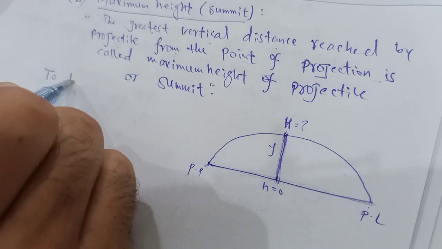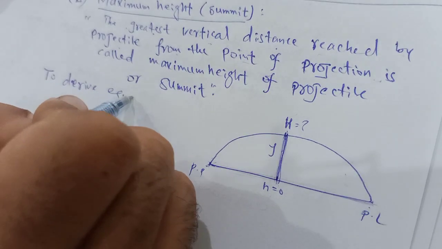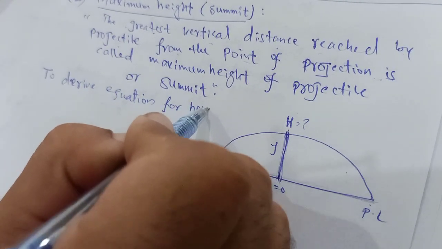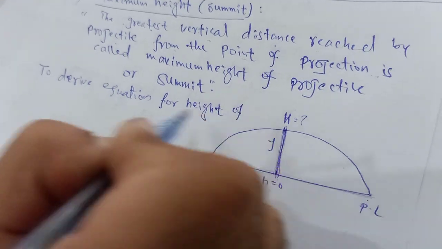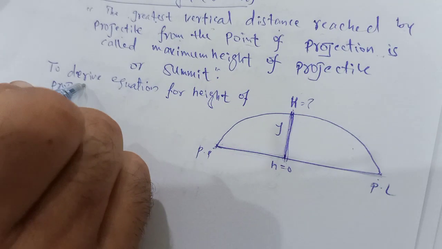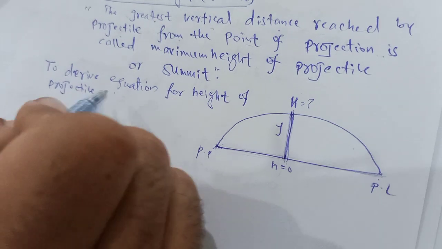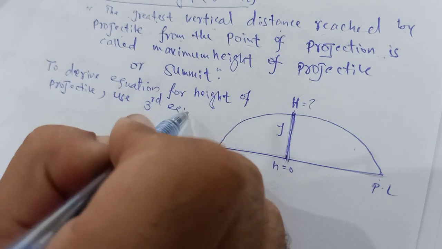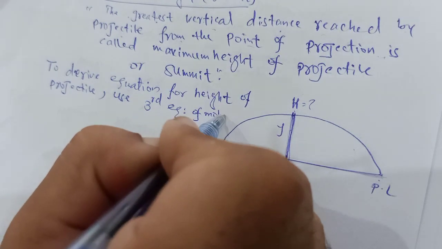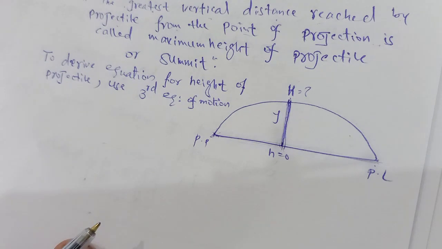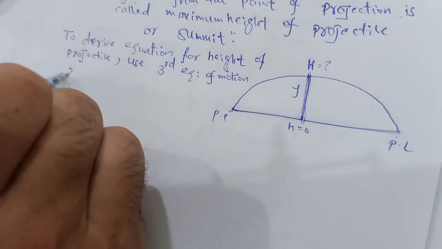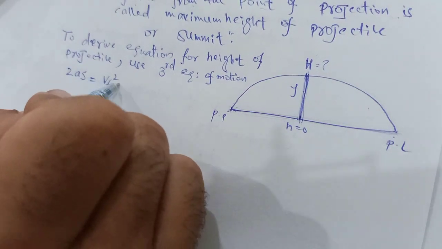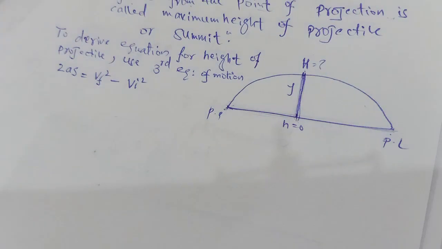So to derive the equation for height of projectile, we will use the third equation of motion. Now the third equation of motion, as you know, is 2as is equal to Vf square minus Vi square.